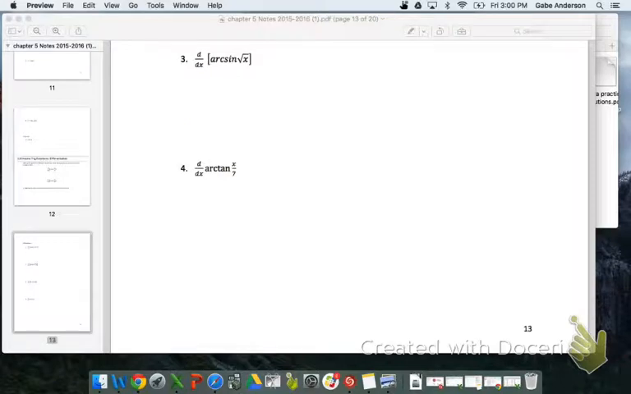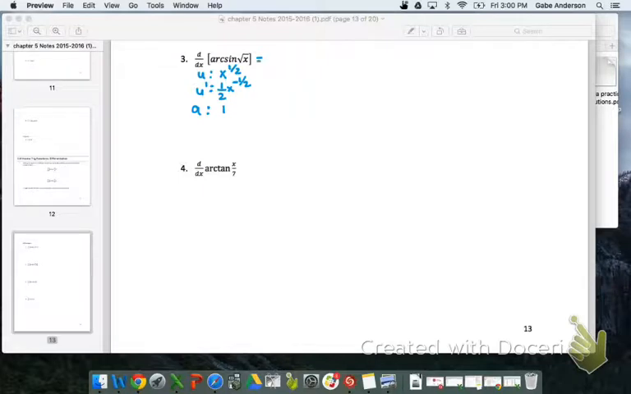Okay, so 2 more examples here. Number 3 is our first one, the derivative of arcsine of root x. Using the formulas we've been working on, here's what it would look like. My u would be, I could write it as perhaps x to the 1/2. Therefore, my u prime would be 1/2 x to the negative 1/2. And then my a value would be 1.